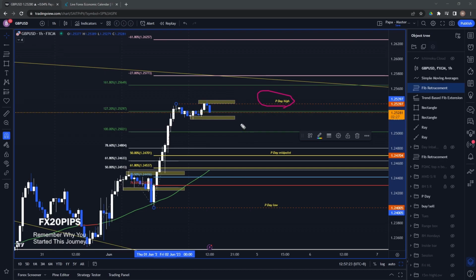Look at that midpoint. Midpoint of course is 50. So like I say, you might come back here or here before going up again. Or what do I know? Price could just keep crashing down from here.